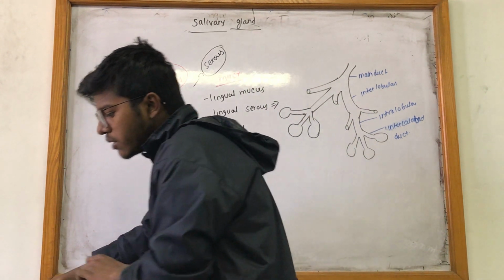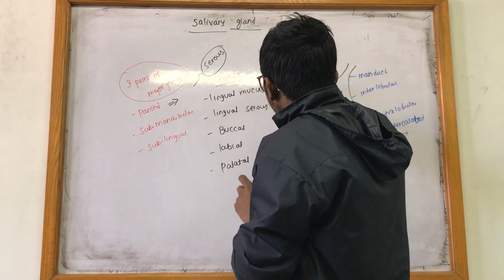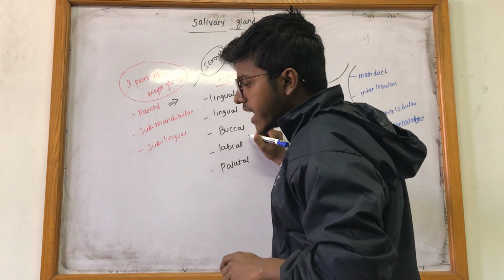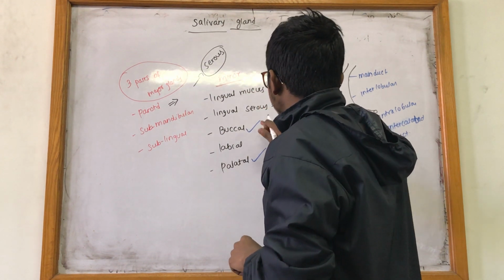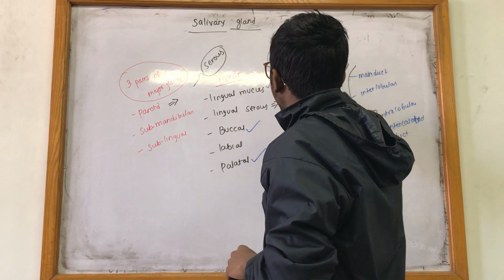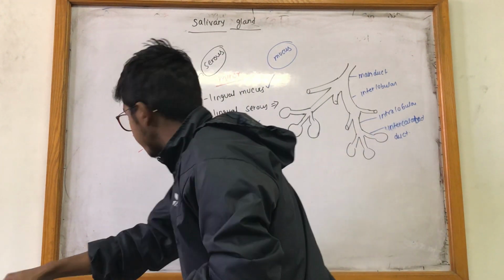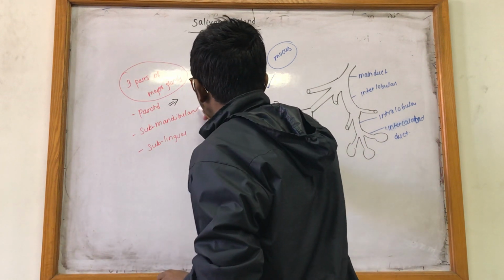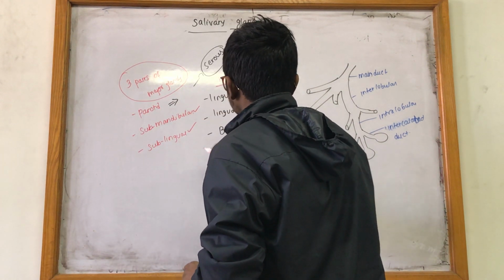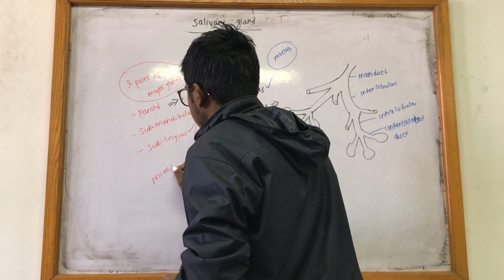Second, coming to the mucus secretions: as the name suggests, lingual mucus, and then the buccal and the palatal. These three have mucus secretions, so they are mucus type salivary glands. The remaining, that is the submandibular, sublingual, and labial, these three have the mixed type of secretions.